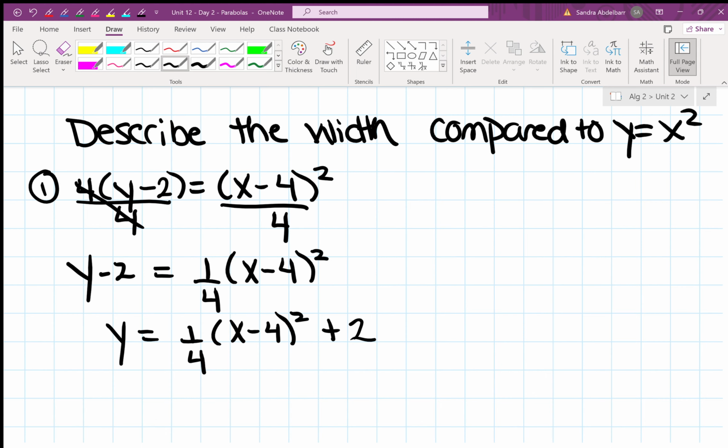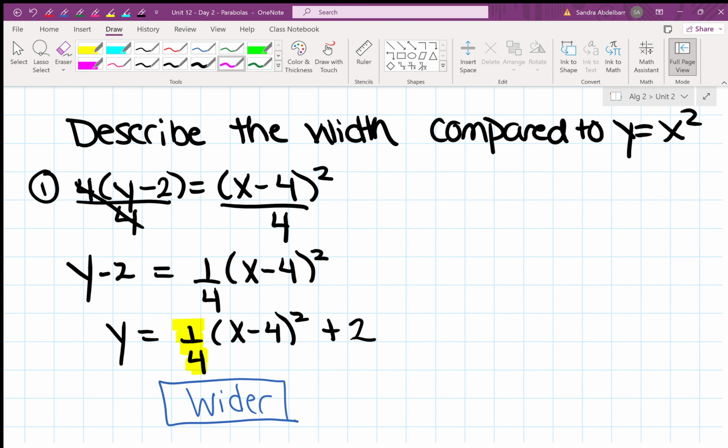All right, so now we're going to look at the A. Basically, to sum this up, if your A is a fraction, it's going to be wider. If your A is an integer, it's going to be more narrow. Since our A is a fraction, what's it going to be? Wider. So when it says describe the width, it's wider.